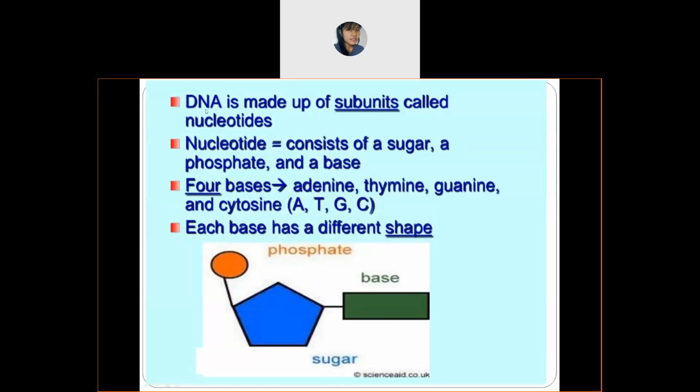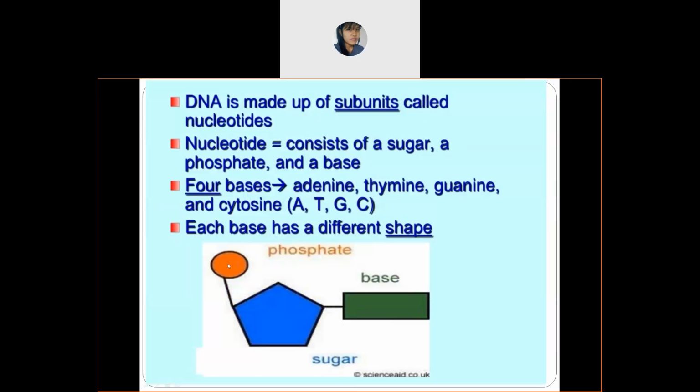Now let's see the DNA components. So this DNA is made of subunits called nucleotides. This nucleotide consists of sugar. This is the sugar. It is blue in color, color coding. This orange color is the phosphate, and the base. This is the structure of DNA in miniature form, you can say.